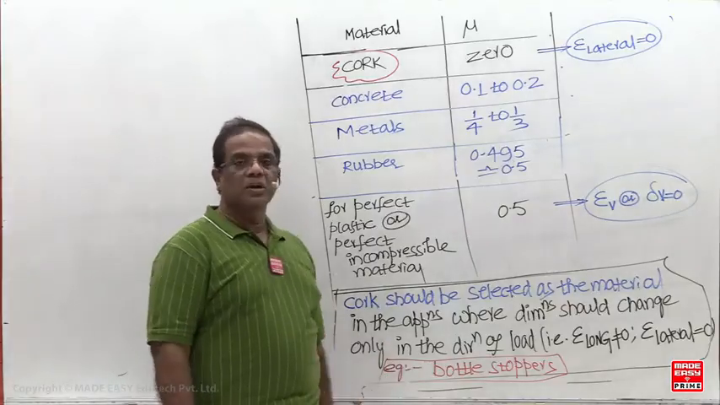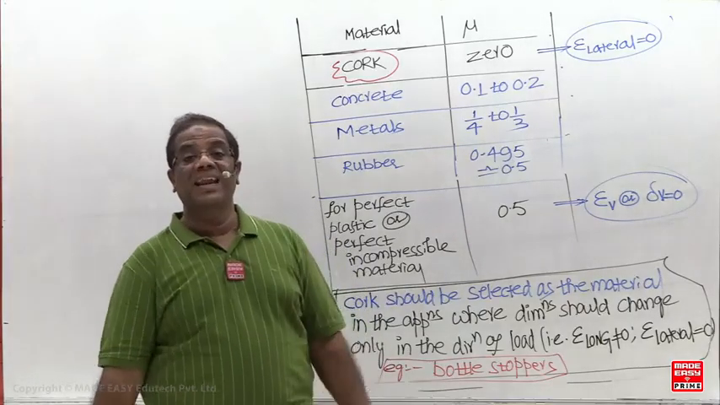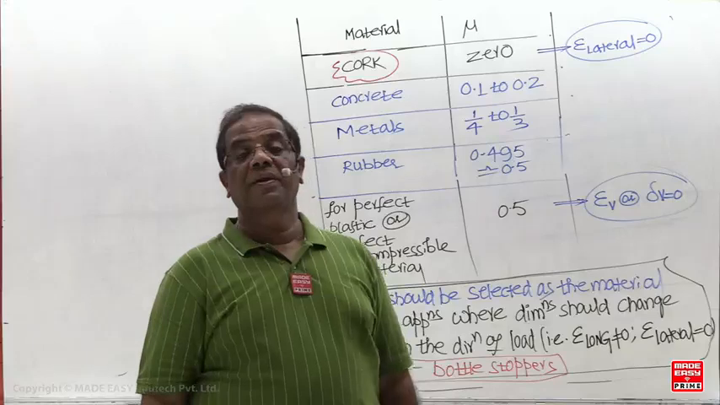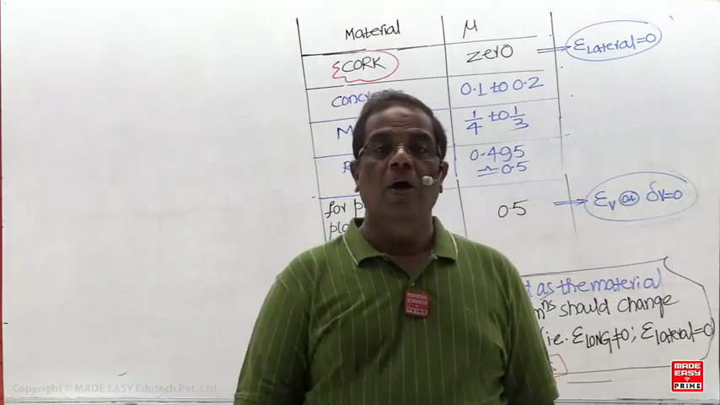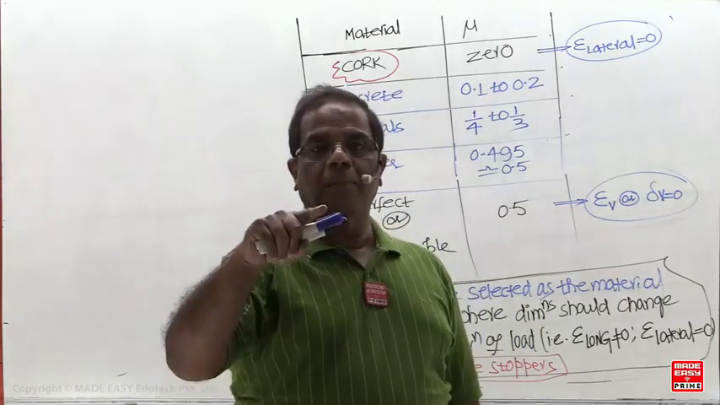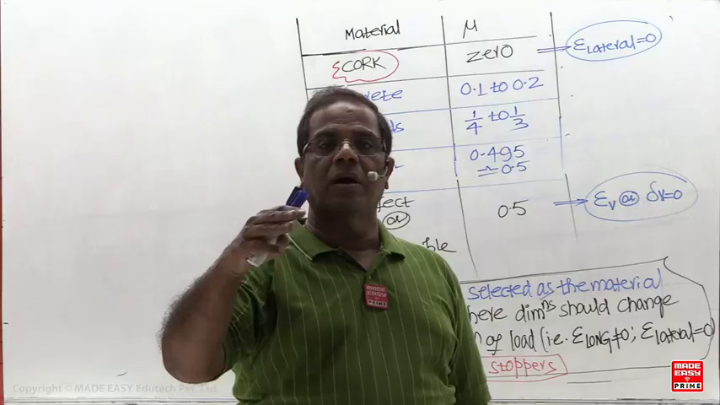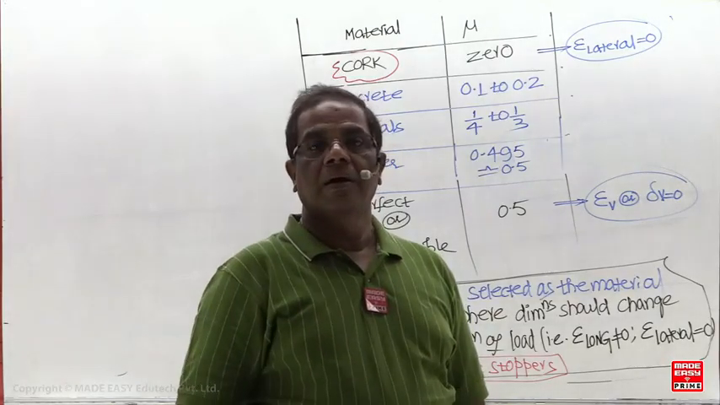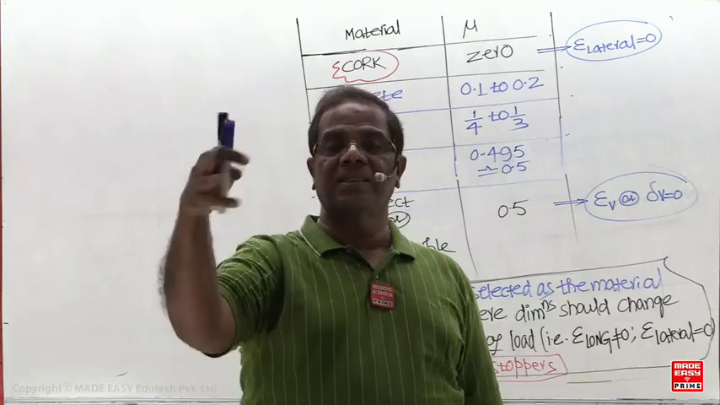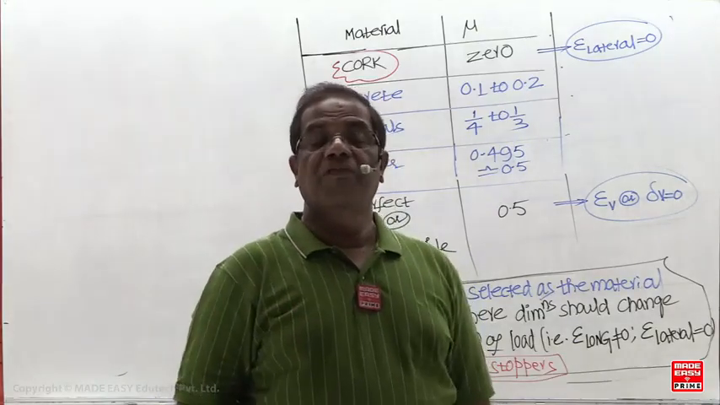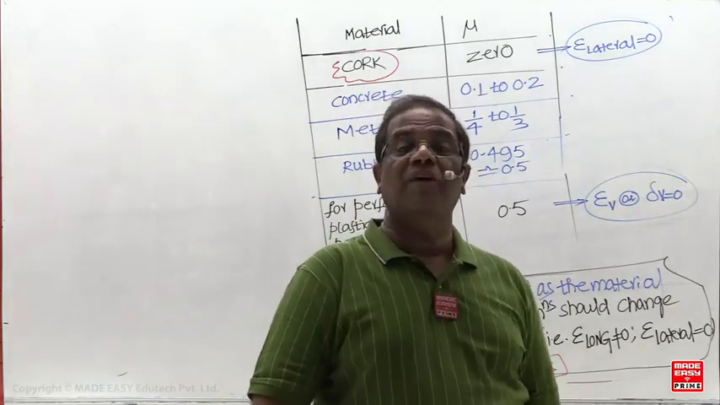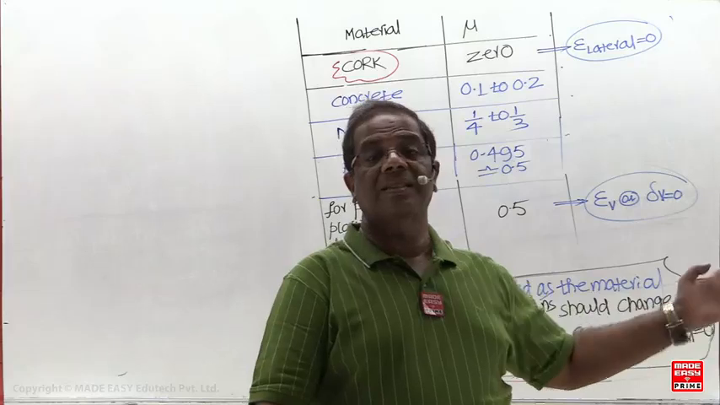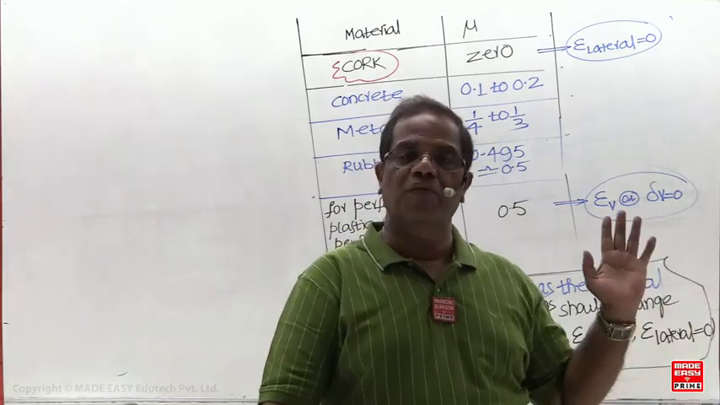What is the function of the bottle stopper? To prevent the leakage of the fluid. If the bottle stoppers are manufactured with a material other than cork, what happens? Leakage of the fluid will be there.